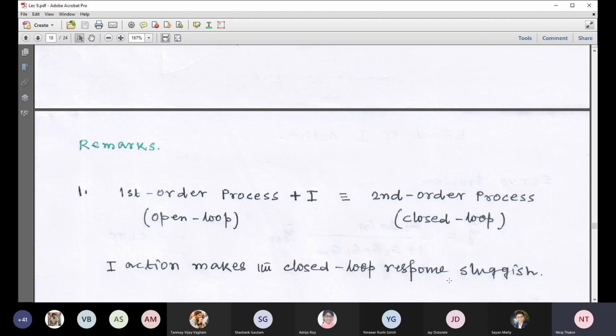As I told, we have started with first order open loop process. We have employed integral action. And finally, we got second order closed loop process. So integral action makes the closed loop response sluggish. This is a drawback, you remember. Although when I conclude all these actions, I'll draw all these remarks again.